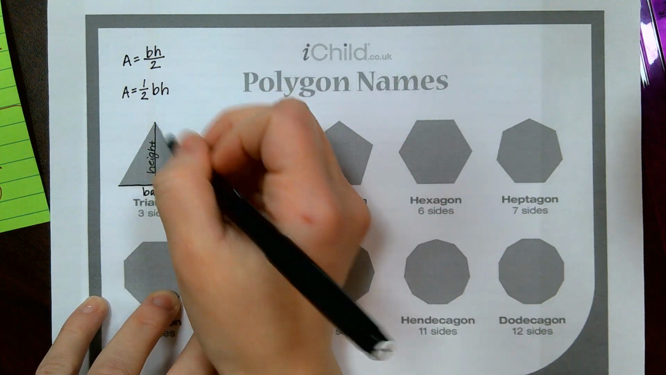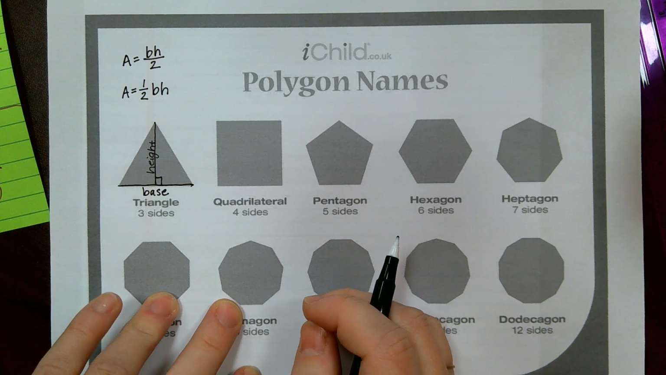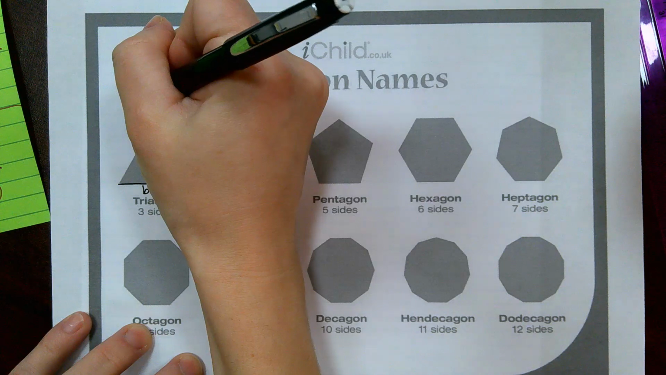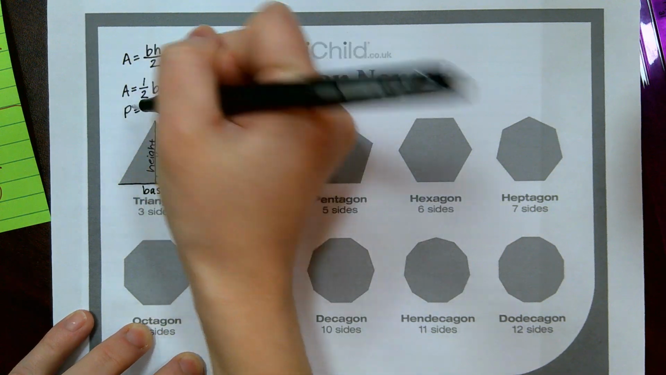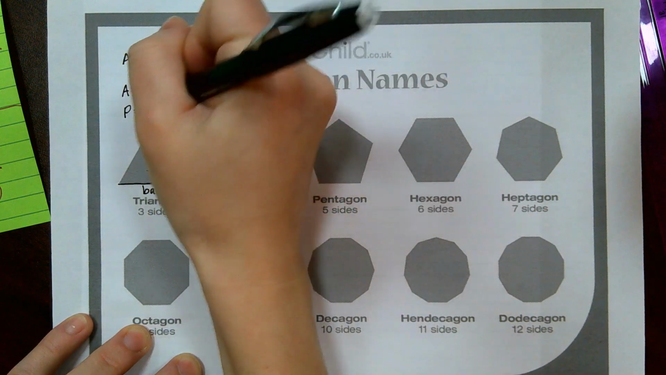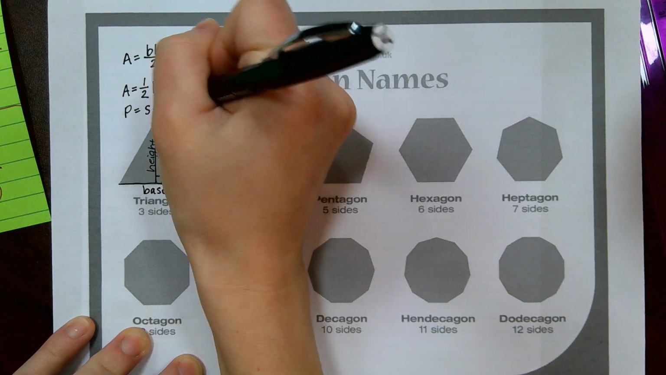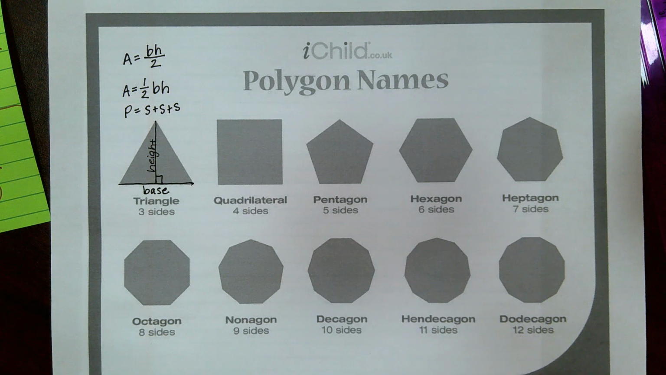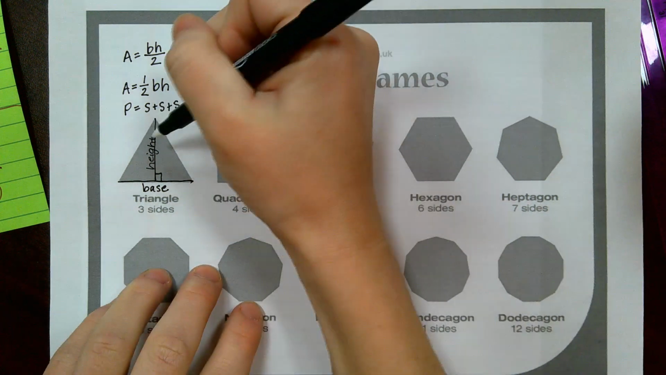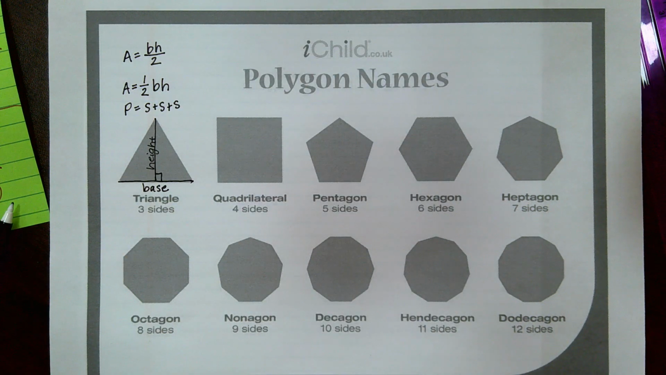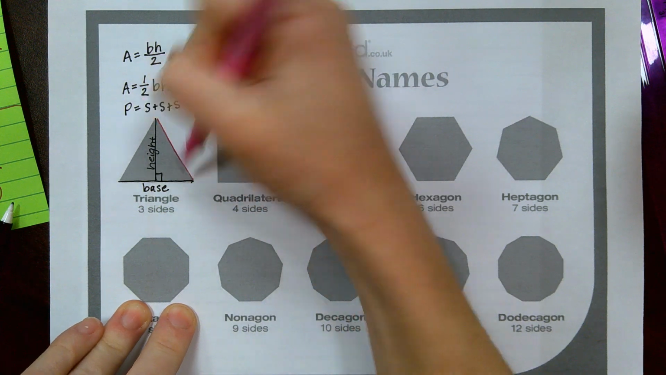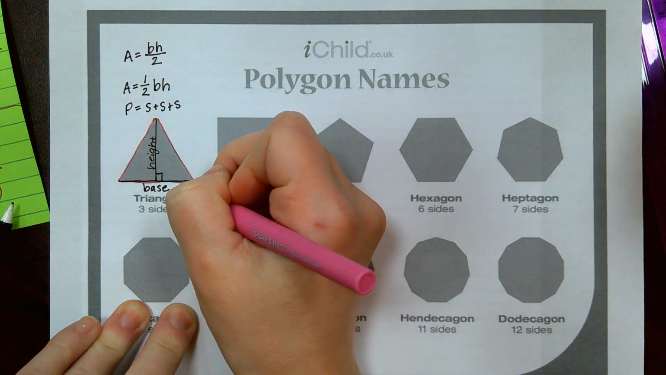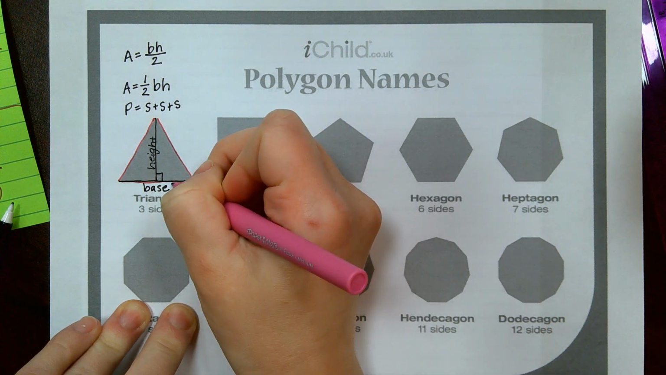And then the perimeter, we know we're always just adding the sides together. So perimeter is side plus side plus side. And I probably should be using some colors. So base or side, depending on the type of triangle.